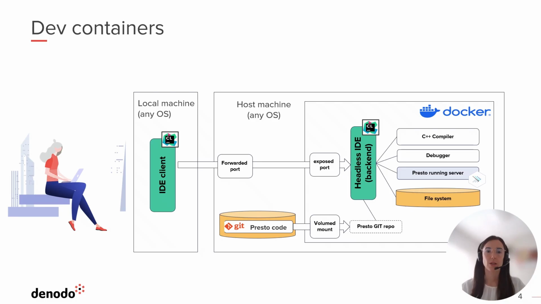And doing this, the client will be at your laptop, for example. You can start debugging as always, but then the Presto code can be in a different host machine, and the backend server of the IDE, so the debugging and everything, will happen in a Docker container inside that remote host. So you can imagine how powerful this can be. And now Miguel will explain step by step the configuration details.